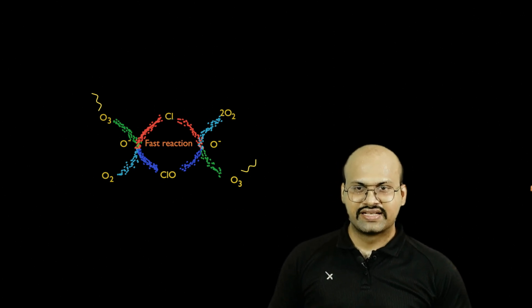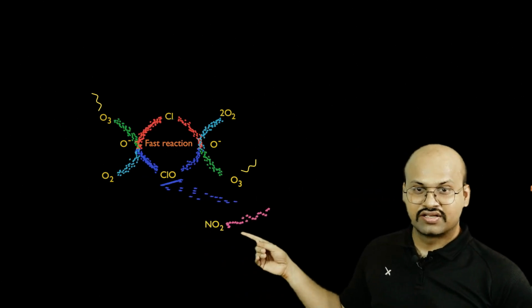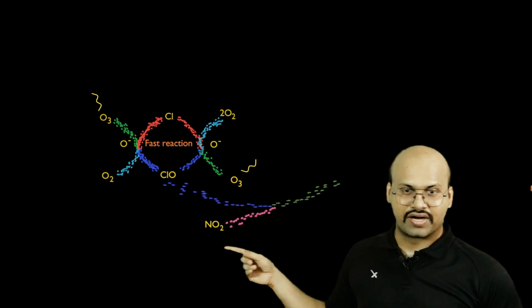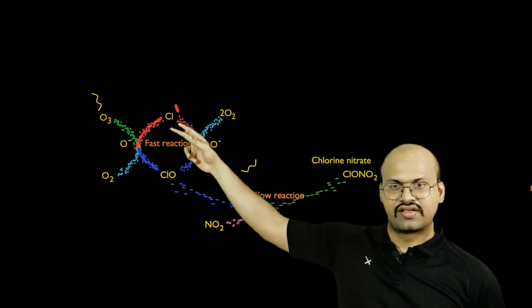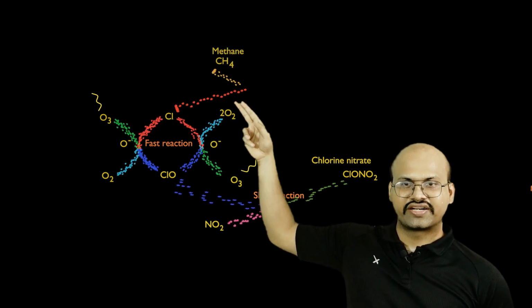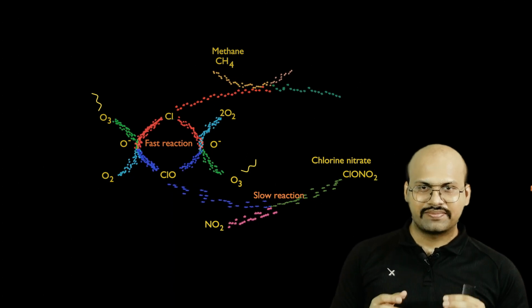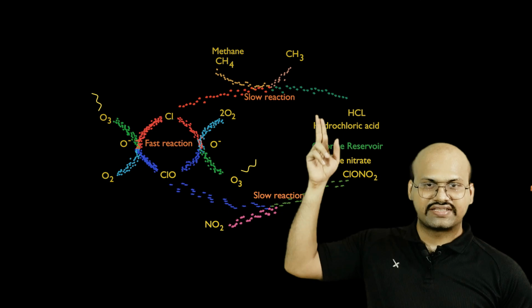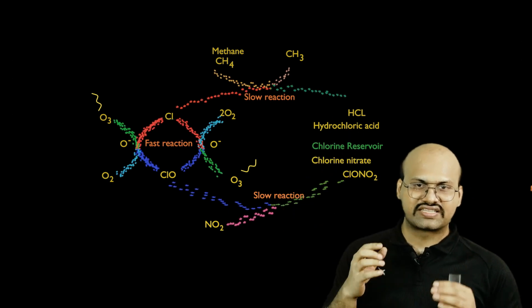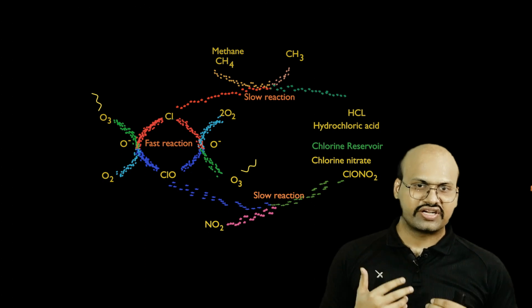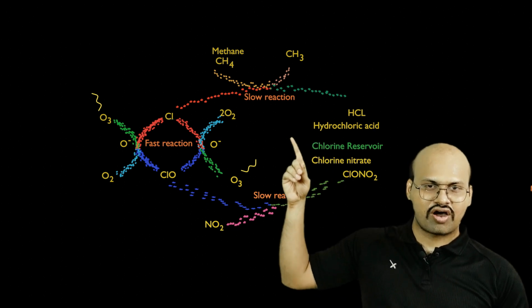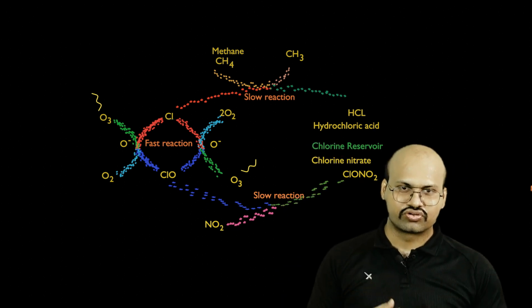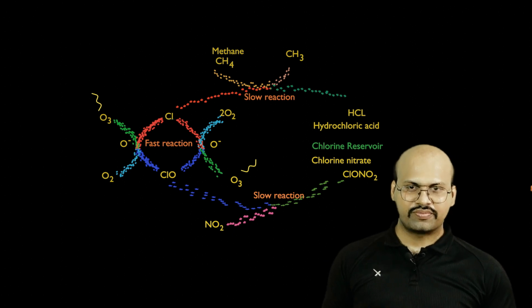Now we have seen that sometimes this ClO will react with NO2 and it will give us a stable compound. This compound is called chlorine nitrate. Similarly, chlorine will react with another compound, methane, which we have just seen, and it will again form a stable compound in our atmosphere, which is HCl. Both of these compounds are stable chlorine compounds, that is, they do not easily release chlorine back to the atmosphere. So they are locked. The chlorine is locked in these two compounds so that it cannot react with ozone again. So this is the natural process of removal of chlorine from the atmosphere.